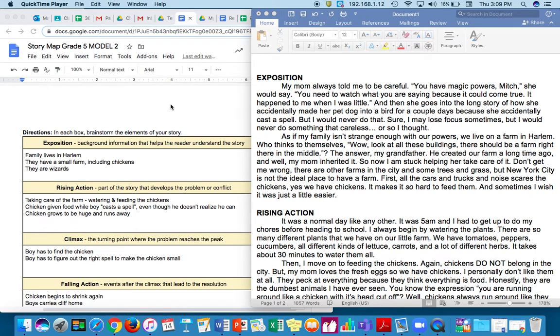For writing today, we are learning to write a fantasy story by including a rising action, climax, falling action, and resolution in our rough draft or our first draft. Today, we're going to focus on the rising action of the story.